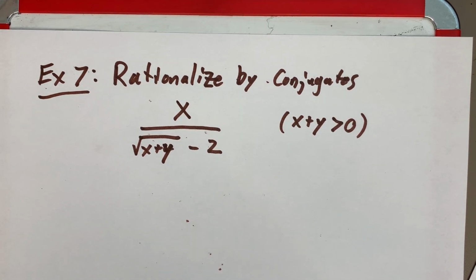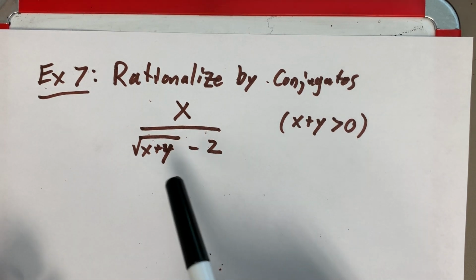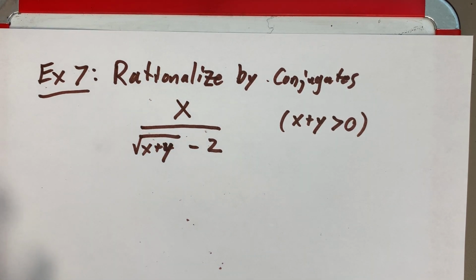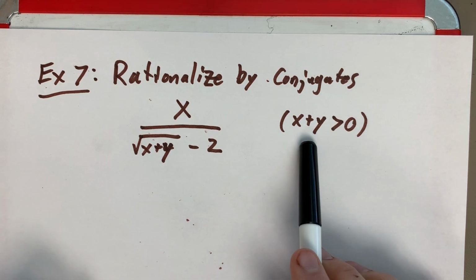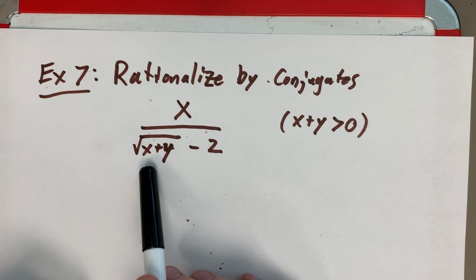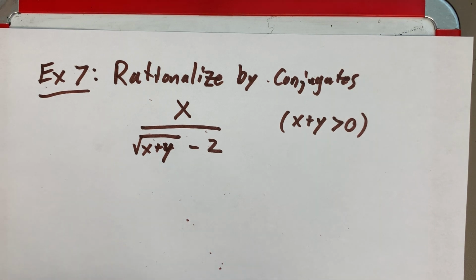All right, now on to example number 7. Still rationalizing by conjugates here, but now we have a weird case where we have addition inside a radical. A little unusual, but the trick works exactly the same way. We specify also that x plus y is greater than 0, so that way we don't have to worry about that being a square root of a negative.